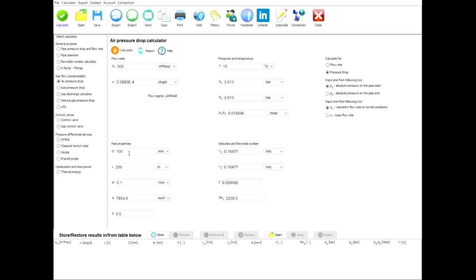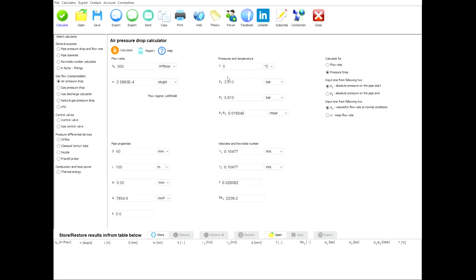For the size of the inner diameter, enter 60 millimeters. For the length of the pipeline, enter 100 meters. 0.02 millimeters is entered for pipe roughness. For air temperature, enter 5 degrees Celsius.